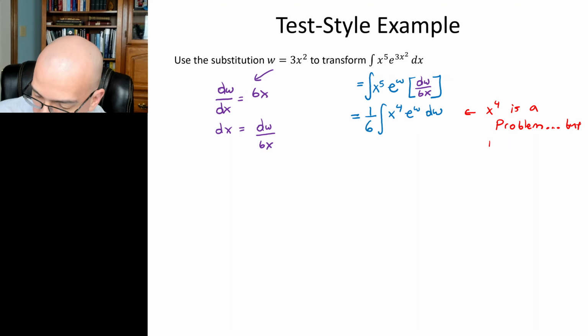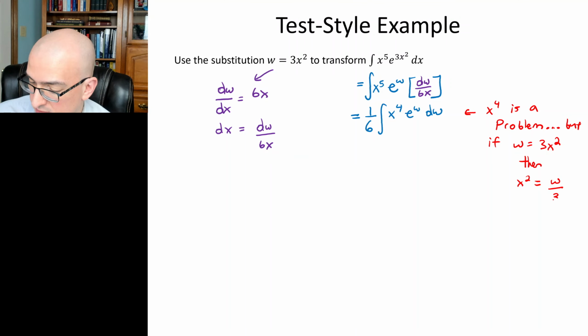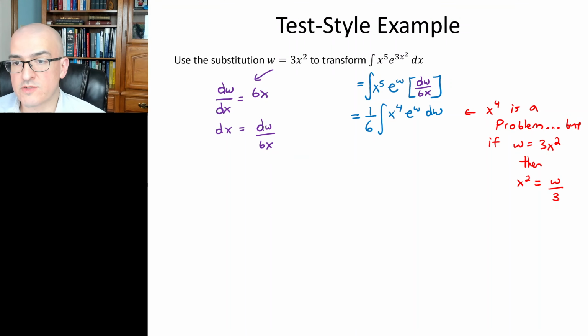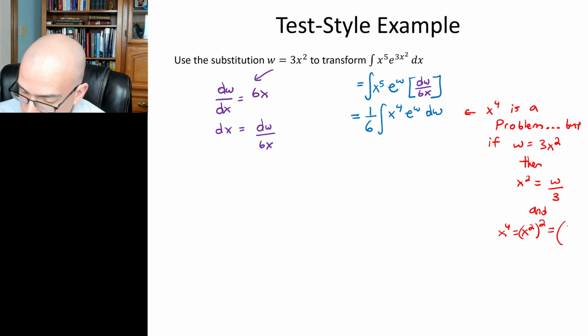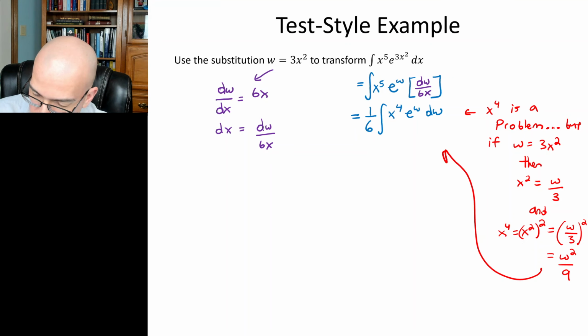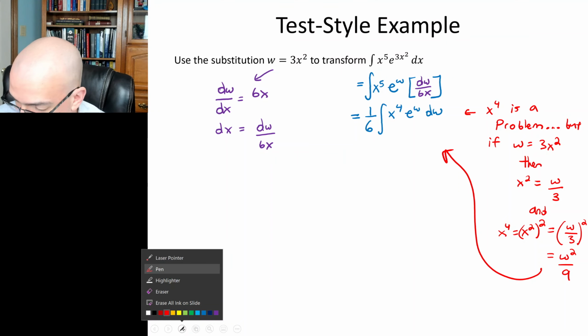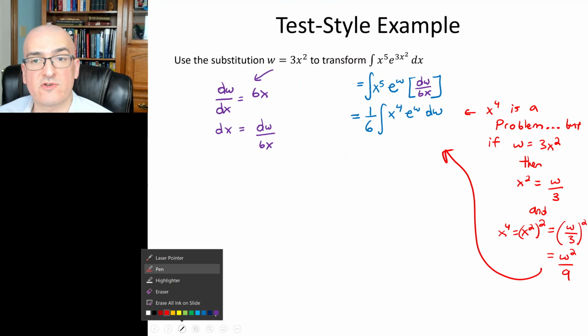But if w is equal to 3x squared, then x squared is equal to w over 3. Just rearrange. Well, what's x to the power 4? X to the power 4 is equal to x squared squared, so w over 3 squared, which is w squared over 9. So I'll substitute that in up here for x to the power 4, replace it with w squared over 9 and get everything in terms of the new variable.